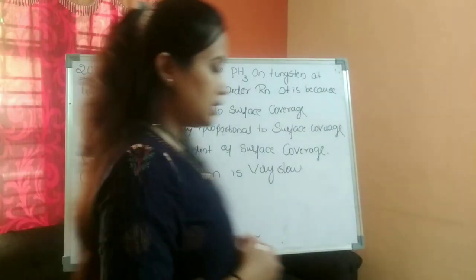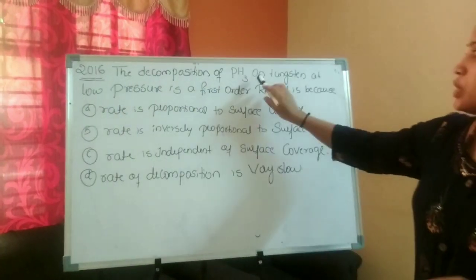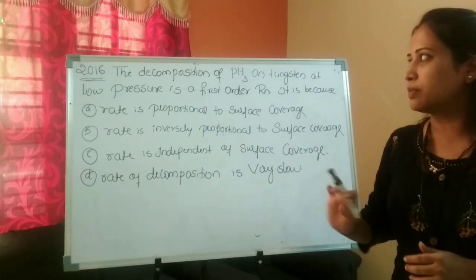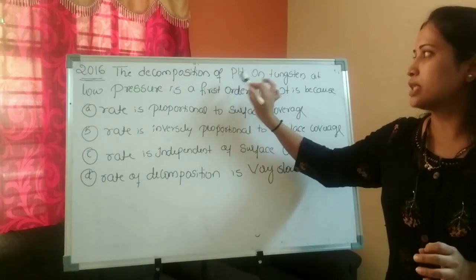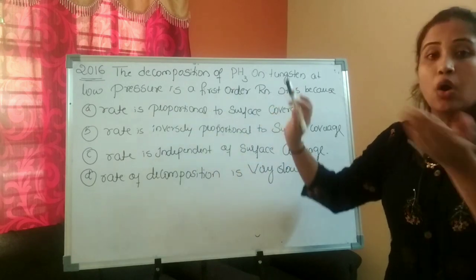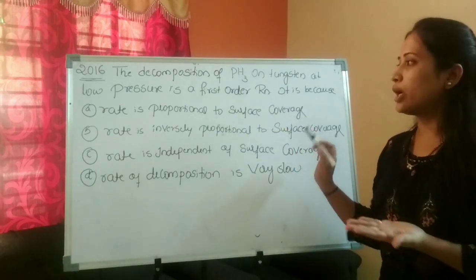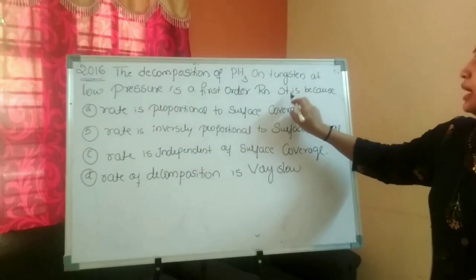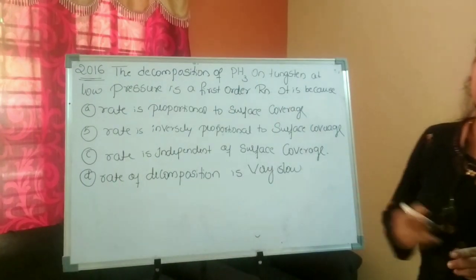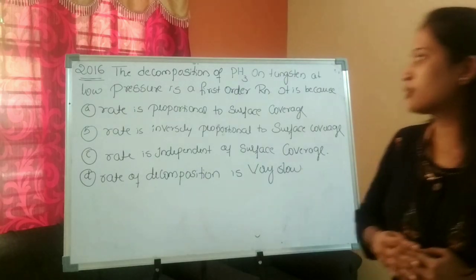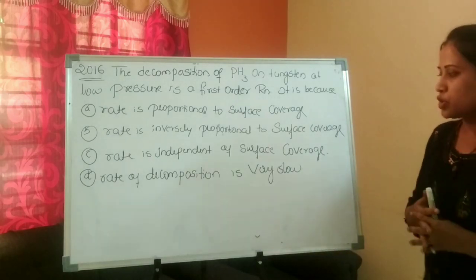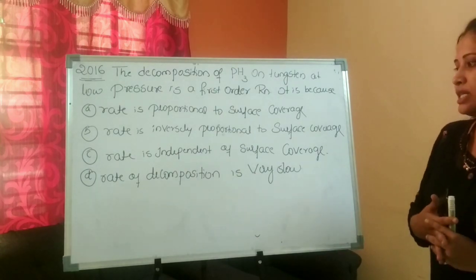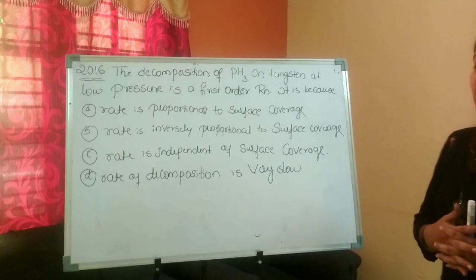The 2016 question is that the decomposition of phosphine on tungsten at low pressure is a first order reaction. Means phosphine, which is a gas, upon decomposition on the tungsten surface follows the first order. So the condition is at low pressure. We need to tell the reason: whether rate is proportional to the surface coverage, rate is inversely proportional to the surface coverage, rate is independent of the surface coverage, or rate of decomposition is very slow.